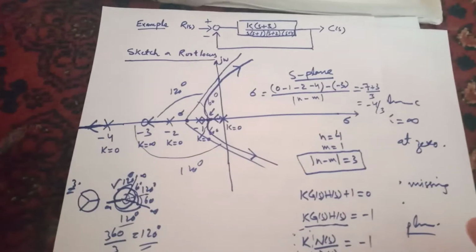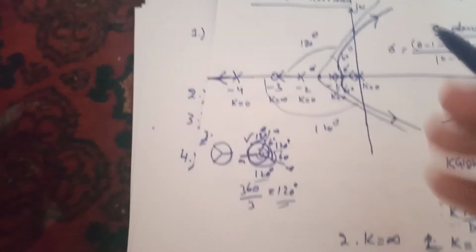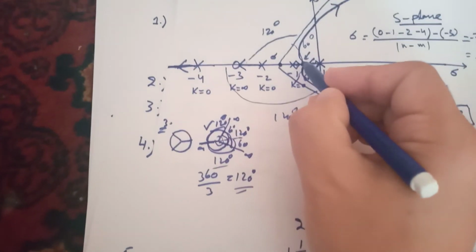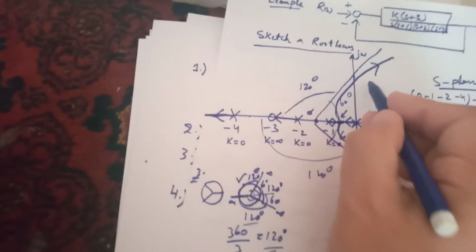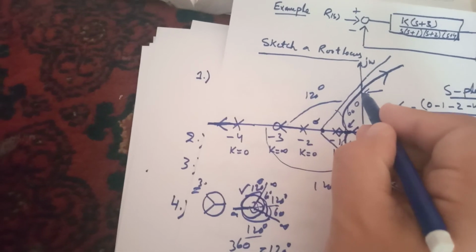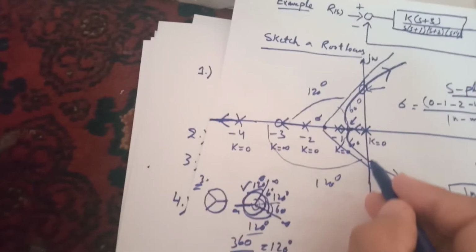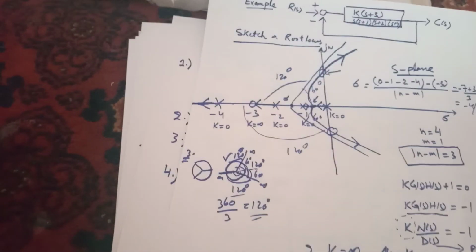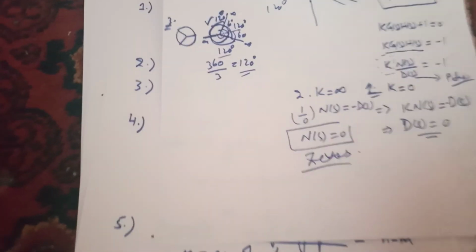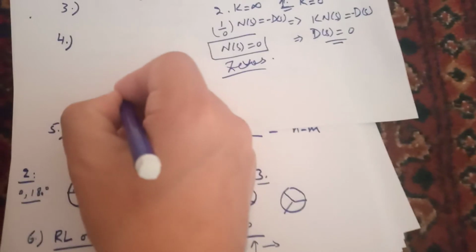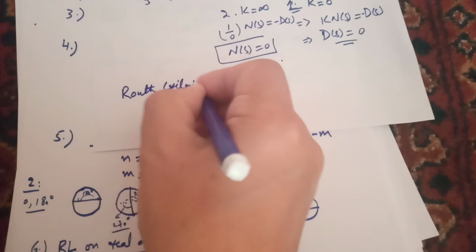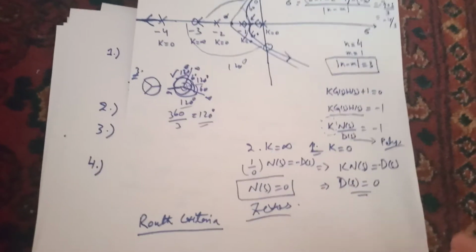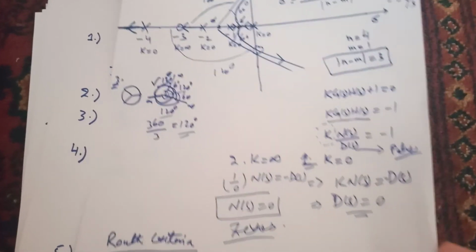Now the things left for us are how we calculate this point exactly from where it will go, secondly at which angle it will go, and thirdly where it will cross this j omega axis. We can find this crossing. How do we find it? If you remember, we studied the Routh criteria. Routh criteria helps us find the crossing of the j omega axis. So how do we use the Routh criteria?